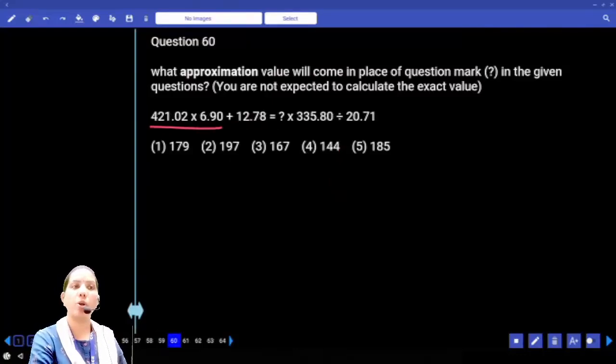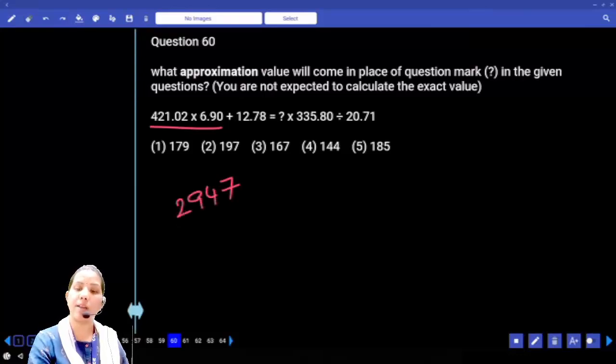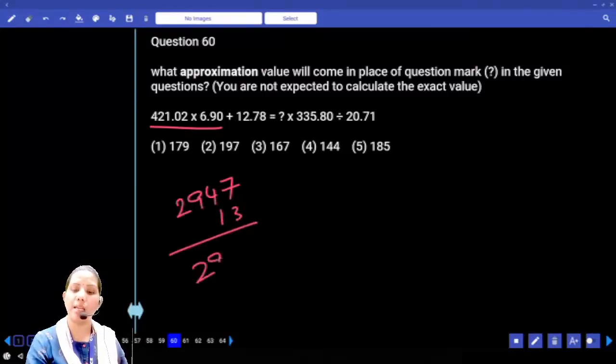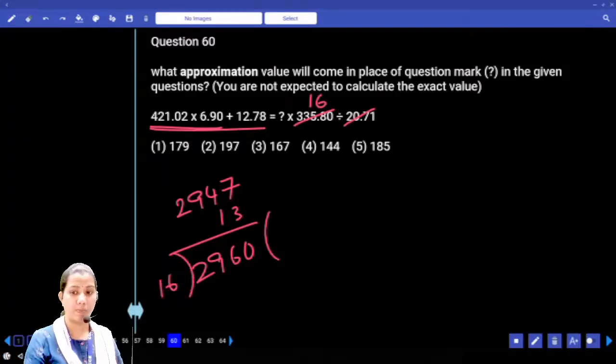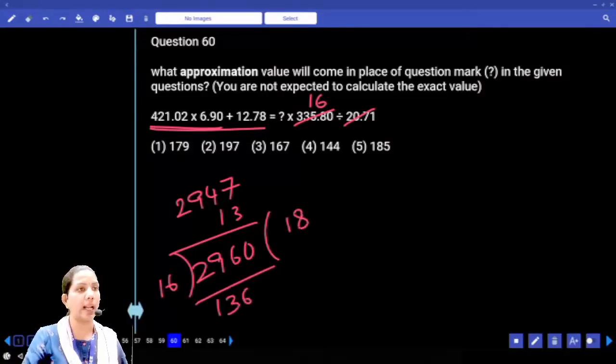421 into 7. So it is 7. And 7 2s are 14. 2947 plus 13 is 2960. Left hand side total is equal to 2960. It is 21. It is 336. 21 and 336, 21, 6. So just divide the number with 16. What is 16 ones? 16. And remainder is 136. So 16 8s are 128. Remainder is 80. So 185. Fifth option is the answer. Answer fifth option 185.